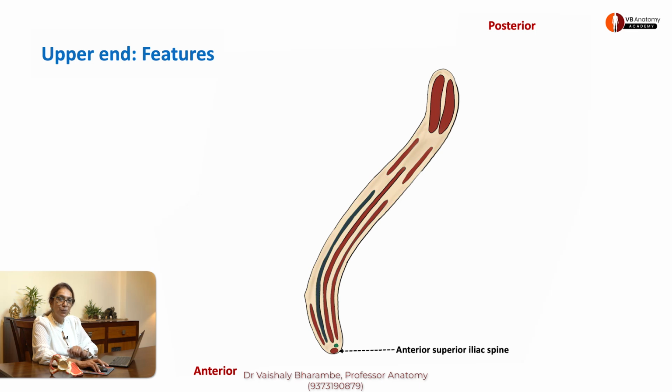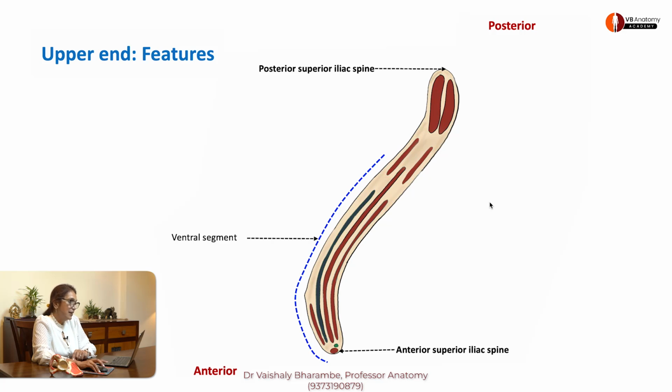This is the anterior superior iliac spine. This is the posterior superior iliac spine. So this is anterior, this is posterior. The iliac crest extends from anterior superior iliac spine to posterior superior iliac spine. It has a ventral segment which is anterior 2/3 and a dorsal segment which is posterior 1/3. Clear?